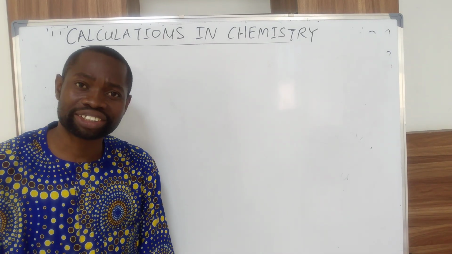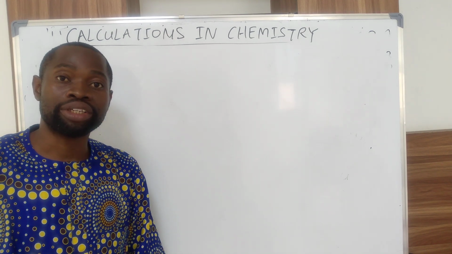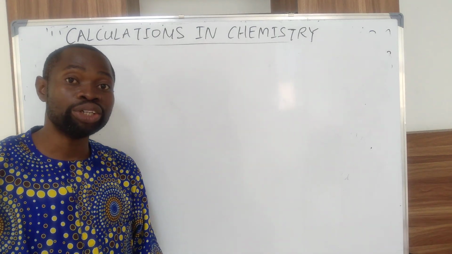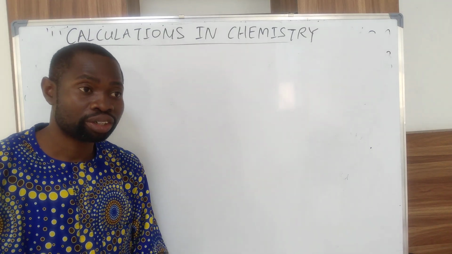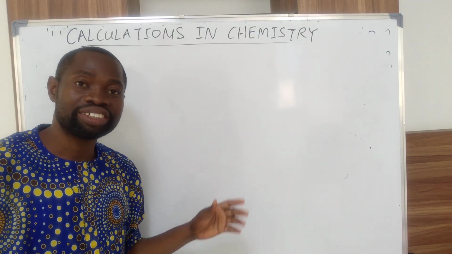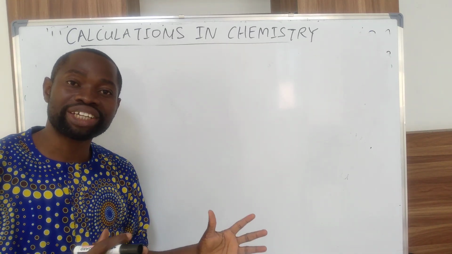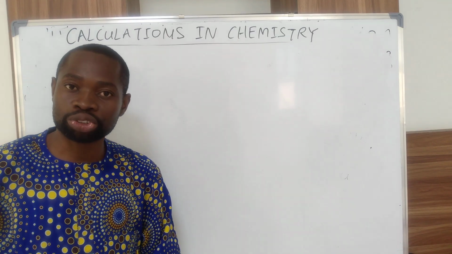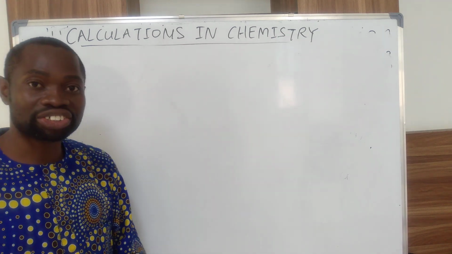From my experience as a tutor, I discovered that a lot of students have great challenge with calculations in chemistry. The calculations in physics and in mathematics are straightforward. Once you know the formula, you know what to do. But calculations in chemistry are not straightforward. So a lot of students normally have a serious headache with calculations in chemistry. Because of my passion, I want to start this series.